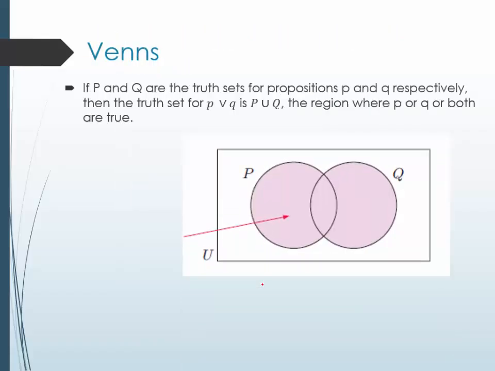So, if P and Q are the truth sets for the proposition P and Q respectively, then the truth set of P disjunction Q is P union Q, which is the region that says one of those is true. So it's everything on the inside here. And you've seen this before. Okay? You've seen that it's just the inside.